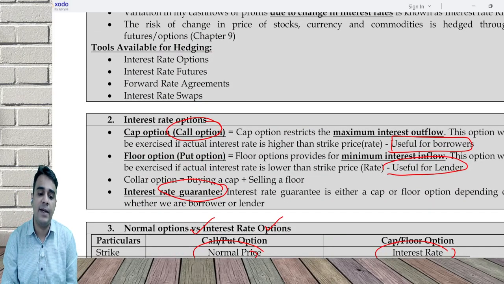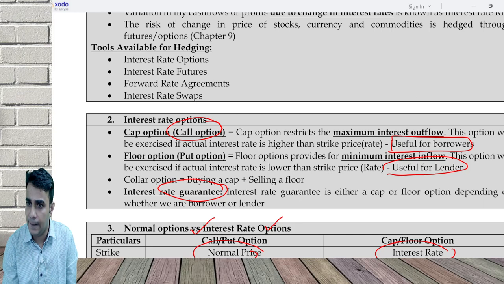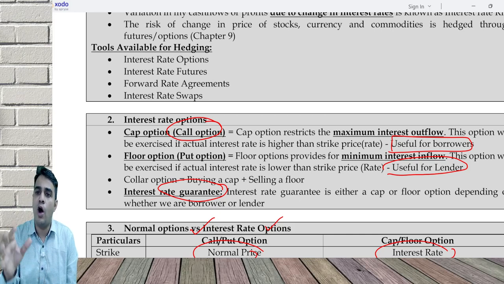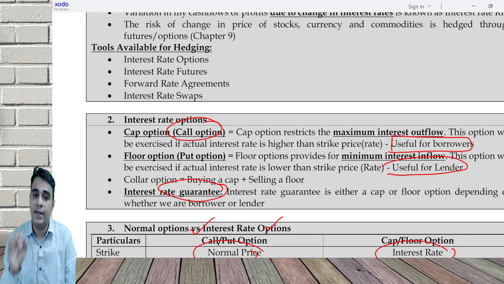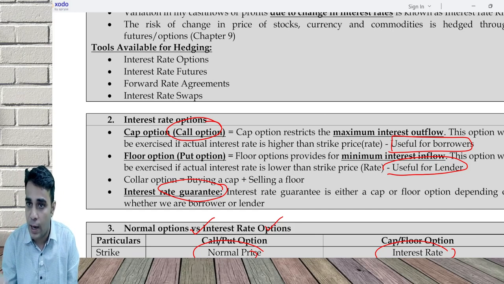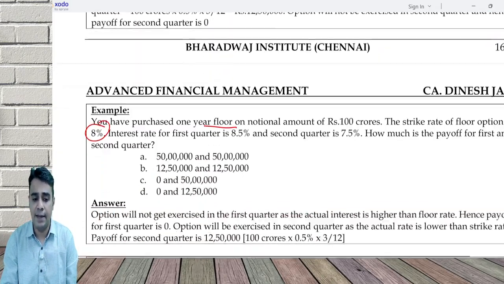So in a cap option, my settlement is very simple. Check whether you have exceeded it: notional amount into the exceeded rate into whatever is the time period. Same with a floor option. Collar is a combination of cap and floor. Interest rate guarantees are a cap option or a floor option depending on whether you are a borrower or lender. Settlement happens in net amount.